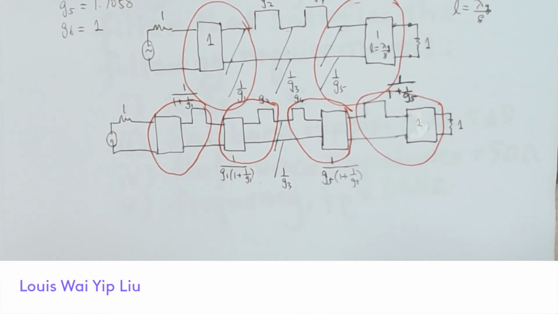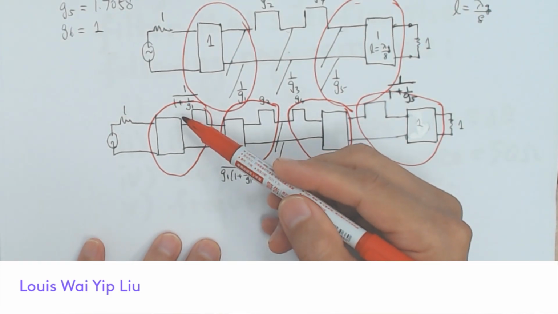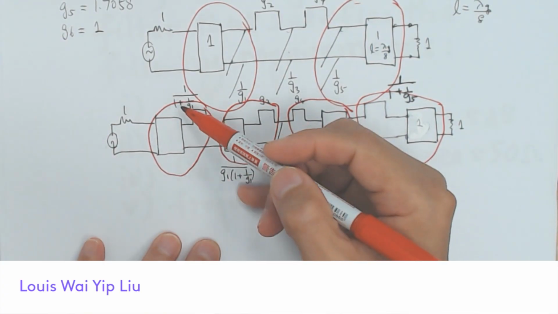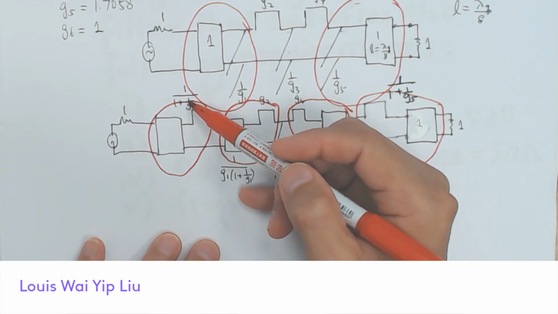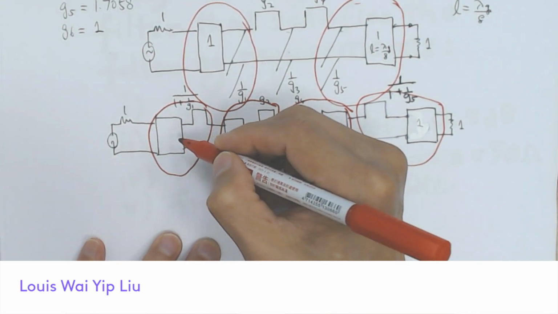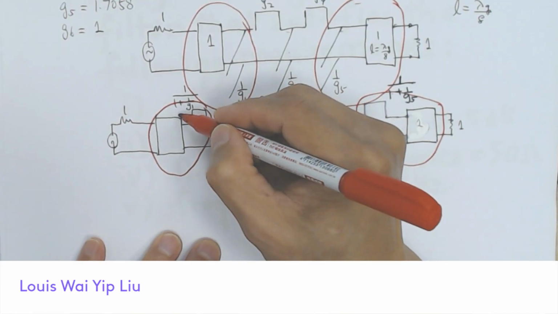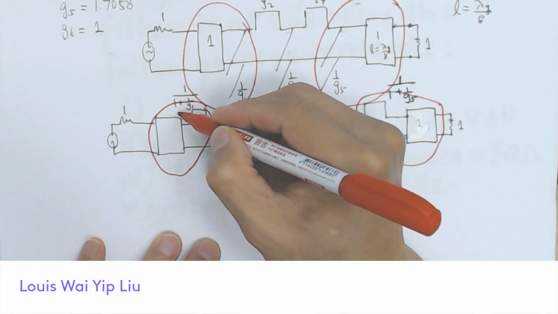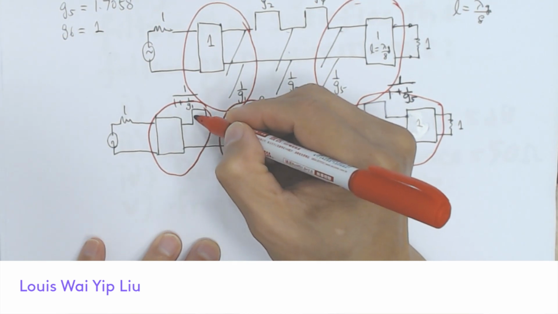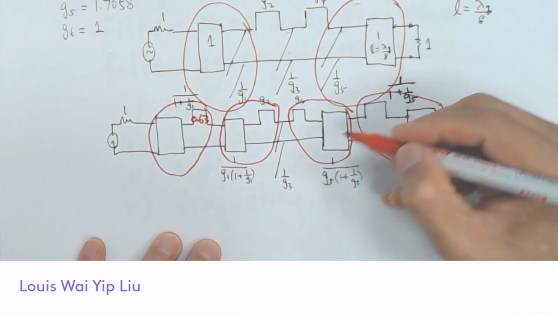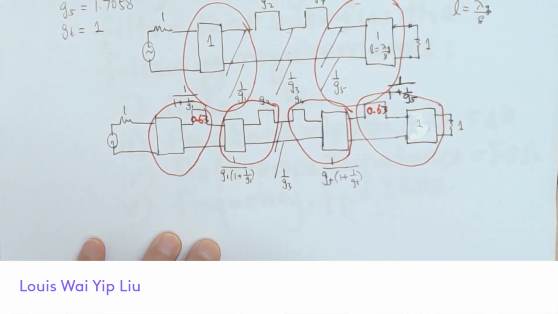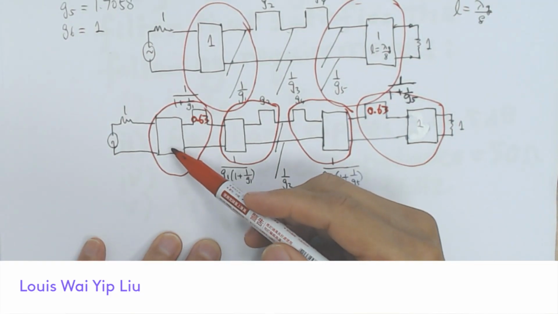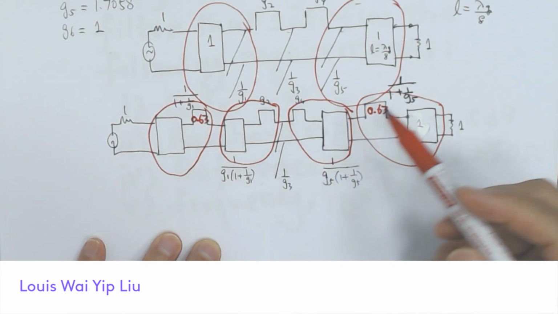And before doing this, what I need to do is work out the numerical values here. And if you do it carefully, 1 divided by 1 plus 1 over G1 is equal to 0.63. So if this one is 0.63, then this one is also 0.63. And the impedance here is 1. And this is what we need, 1.